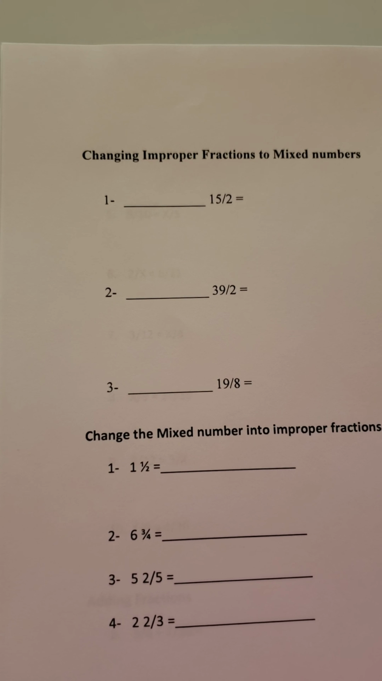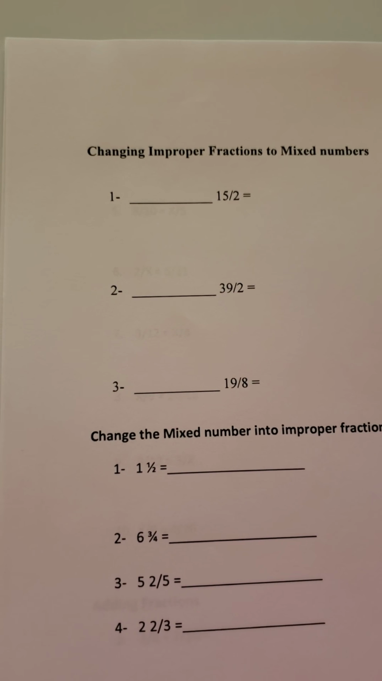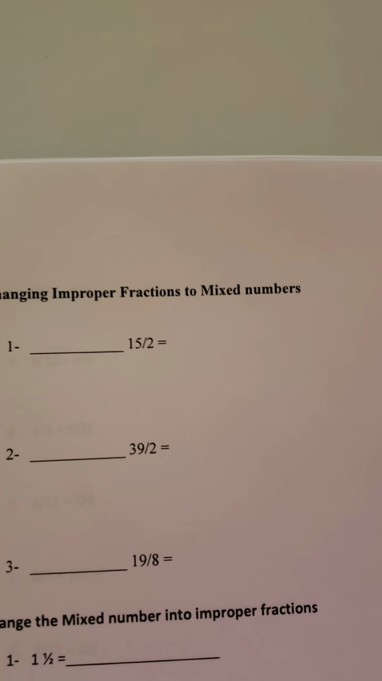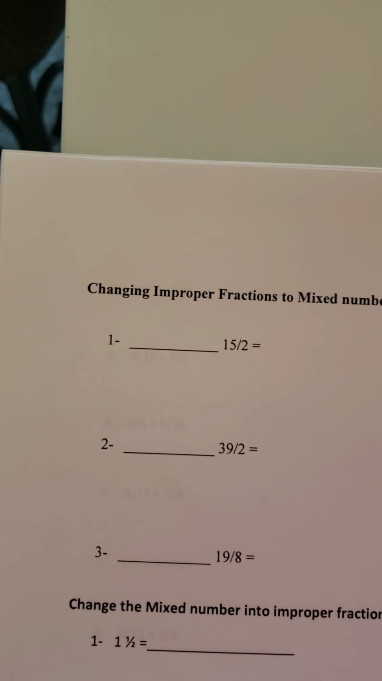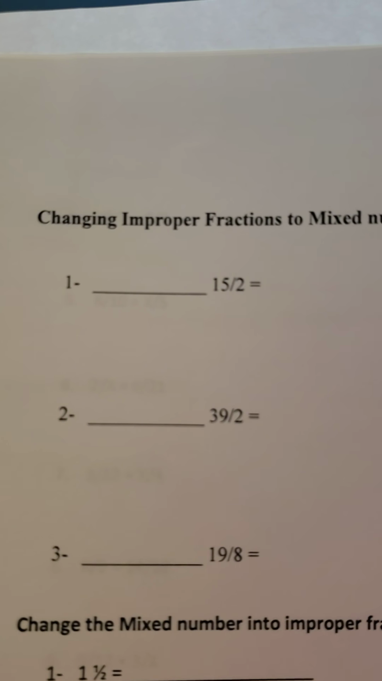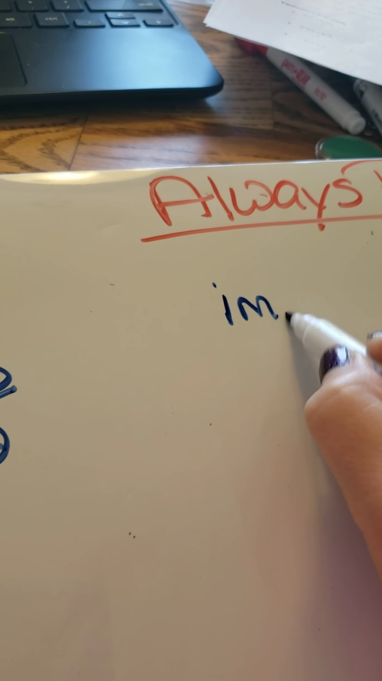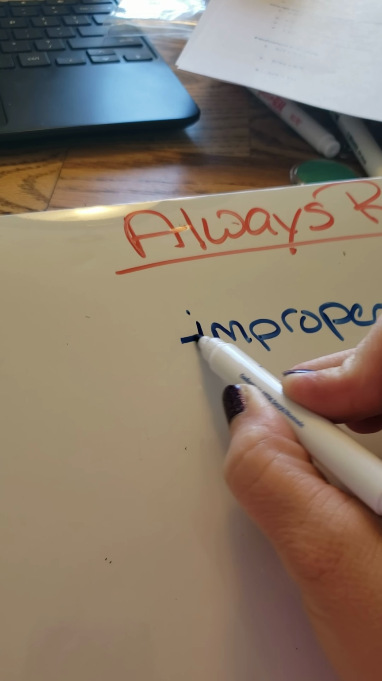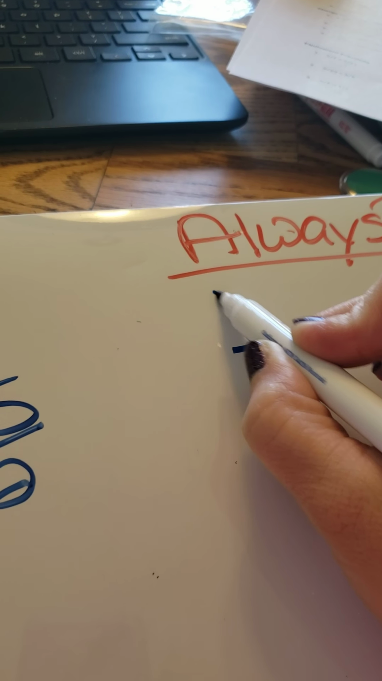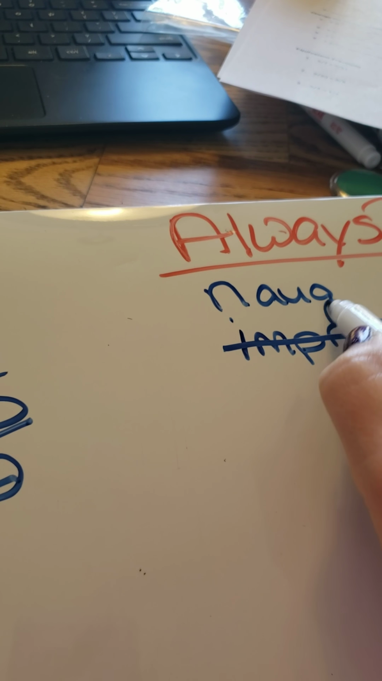Okay, flipping the page over, we're going to go into changing improper fractions to a mixed number. So we have 15/2. Perfect. I want you to go to the word at the top where it says improper fractions, and draw a line right through the word improper. And I want you to put naughty above it.